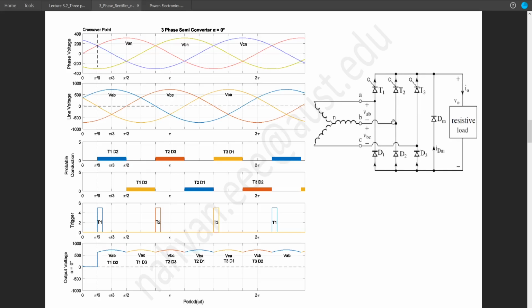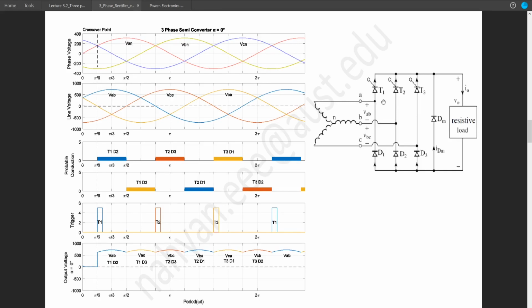The same thing will happen in the next branch. T2 will turn on when B is highest and D2 will turn on when B is lowest. Again, when C is highest, T3 will turn on and a lowest value of C will turn on D3. Since these thyristors and diodes are connected to line voltage, we need to concentrate on the line voltage diagram.